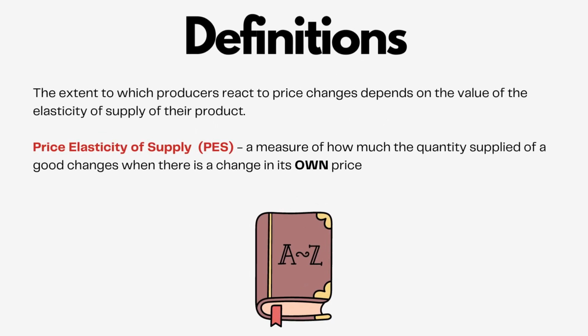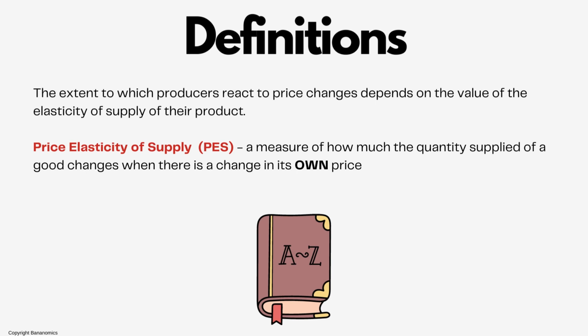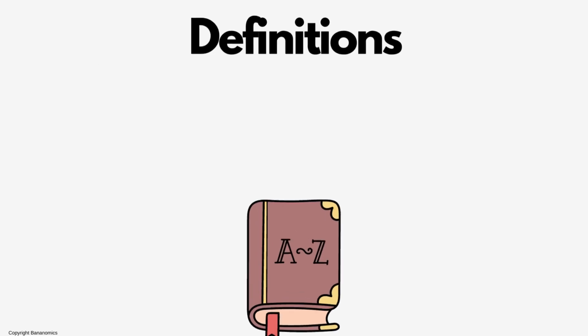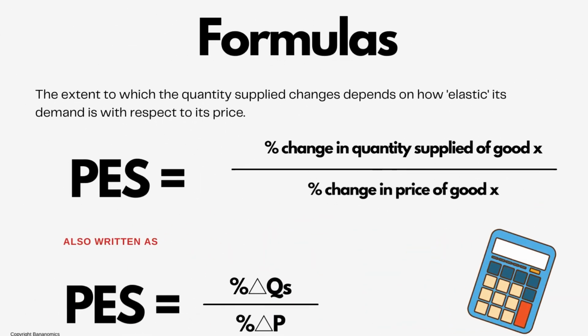Price elasticity of supply measures how responsive the quantity supplied of a good or service is to a change in its price. It helps us understand how producers adjust their supply when prices change and if they can change their quantity of production quickly. Now, let's learn how to calculate the price elasticity of supply using the percentage change method.